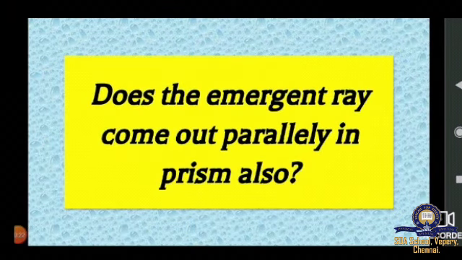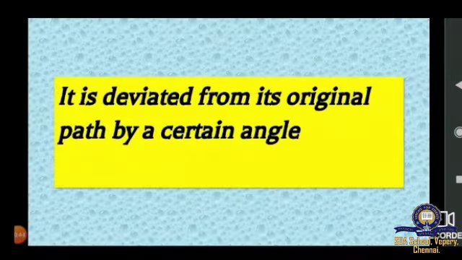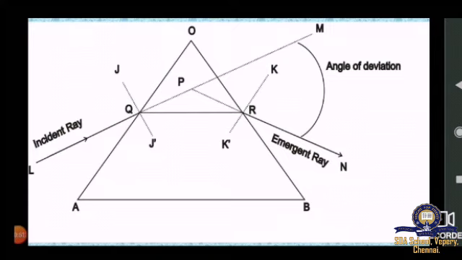Does the emergent ray come out parallel to the incident ray in a prism also? We have learnt that in a glass slab, when the light is passing through it, the incident ray and the emergent ray will be parallel. But it is not the case in a prism. The rays will not be parallel. It is deviated from its original path by a certain angle, and the emergent ray will move towards the base.